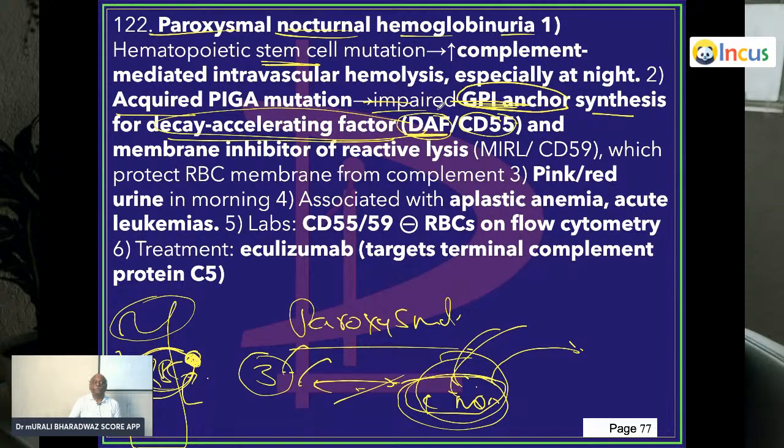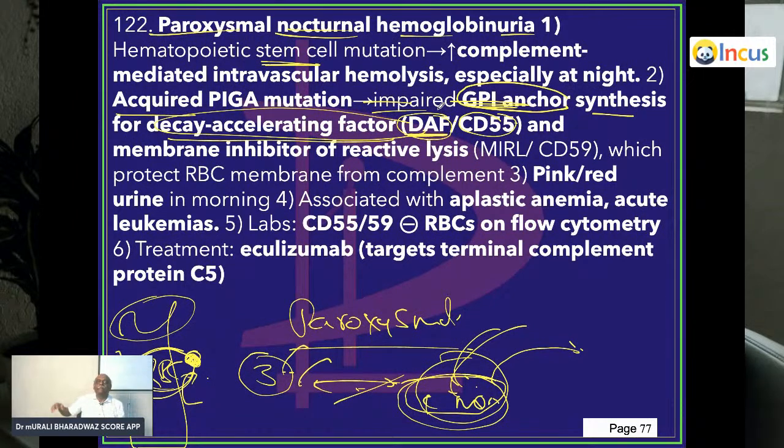And if there is no decay accelerating factor available on the RBC, what will happen to that RBC? A villain called complement will be there. It will come and grab the RBC and destroy the RBC. So that's called complement mediated lysis of the RBCs, complement mediated hemolysis. The vulnerability of the RBC will increase. And what is preventing that vulnerability in a normal RBC? It is the glycoprotein 1 anchor for the decay accelerating factor.